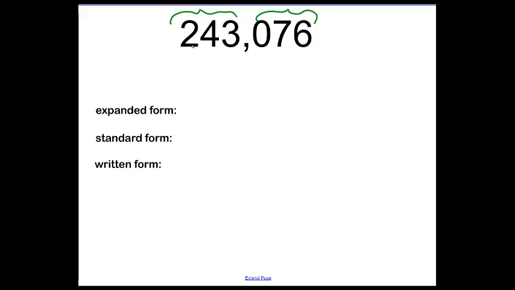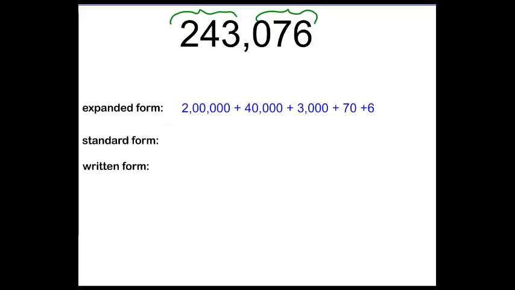So read this, 243, what period is it in? 1,000. So 243,076. I would like you to get a piece of paper and pause the video and write expanded form, standard form, and written form so you can check your work. Okay, so hopefully you got that written down.